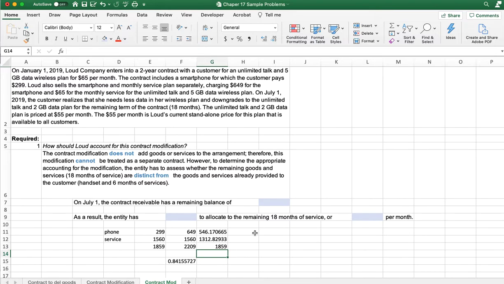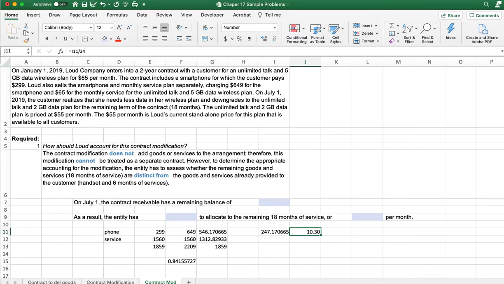And so at the time of the sale, we would have allocated $299 towards the phone. So we have $546 minus that $299 leaves $247.17 that will have to be allocated over the life of the plan, or the 24 months. So if we divide 247.17 divided by 24 months, we get $10.30. Each month, that would be the contract receivable.